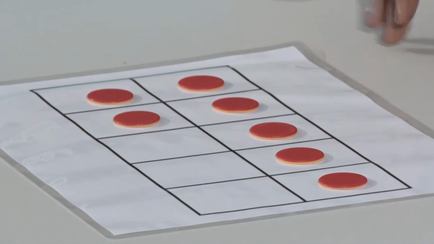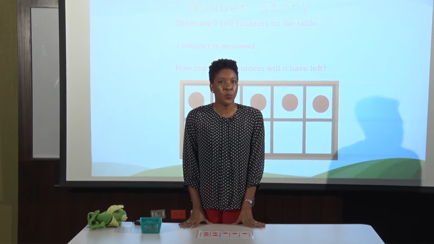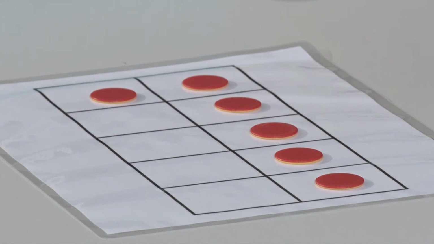Did you get 7? You are correct, boys and girls. This is what 7 looks like on our 10 frame. How many counters did we remove? We removed 1. How many counters are left? What do you have to do, boys and girls? Count. Count with me while I point.